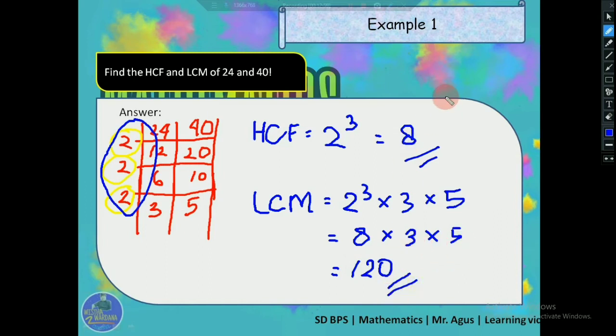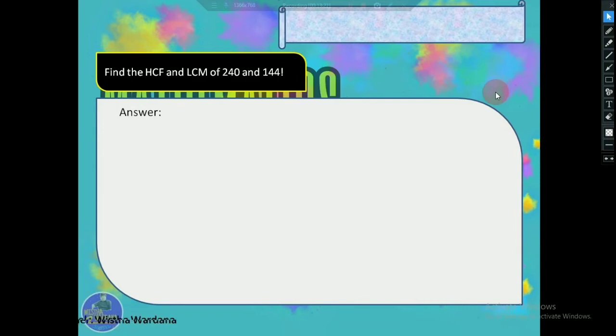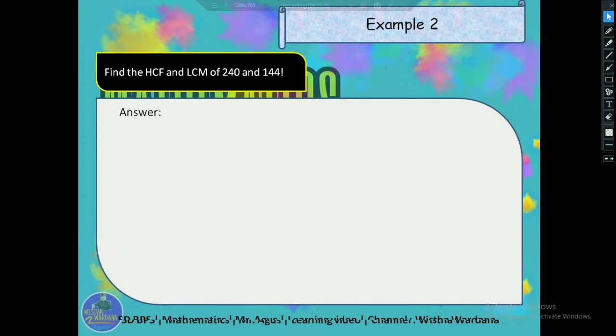This is example 1 and we solved it using the division method. I think all of you already understand about this one. Let's move to the other example. If we have example 2 like this, find the HCF and LCM of 240 and 144.